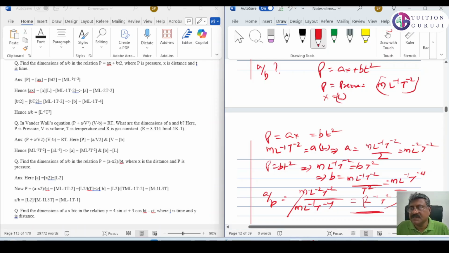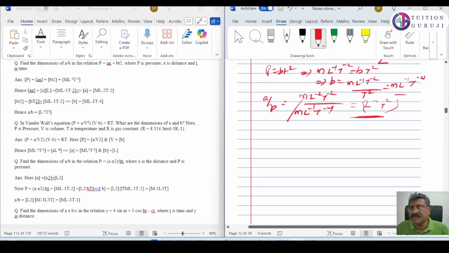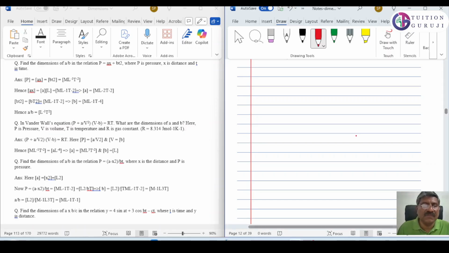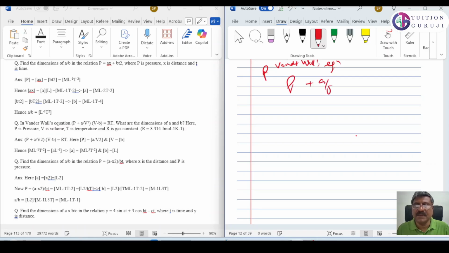Okay. Next is the Van der Waals equation. What is the Van der Waals equation? P plus a by v square into v minus b is equal to r into t, where r is the universal gas constant, and t is temperature in Kelvin, or absolute temperature.